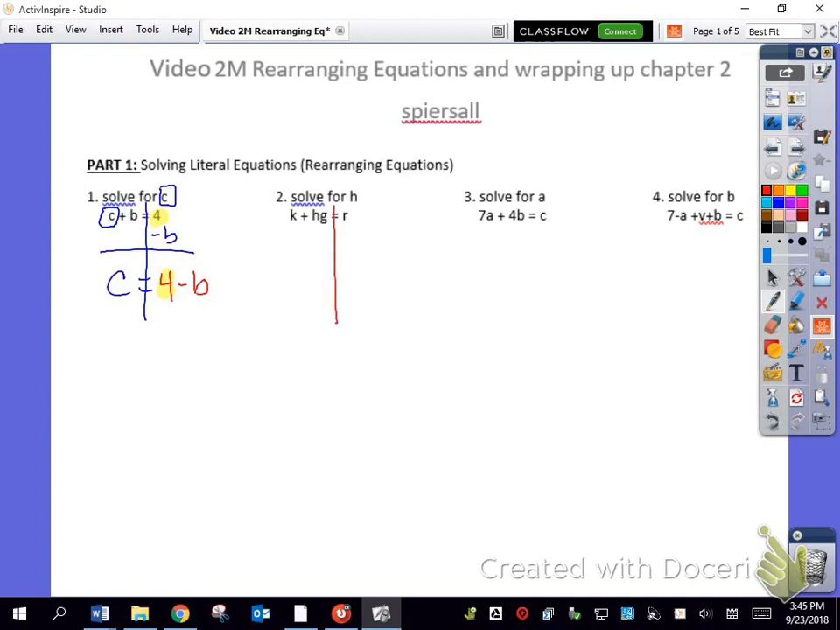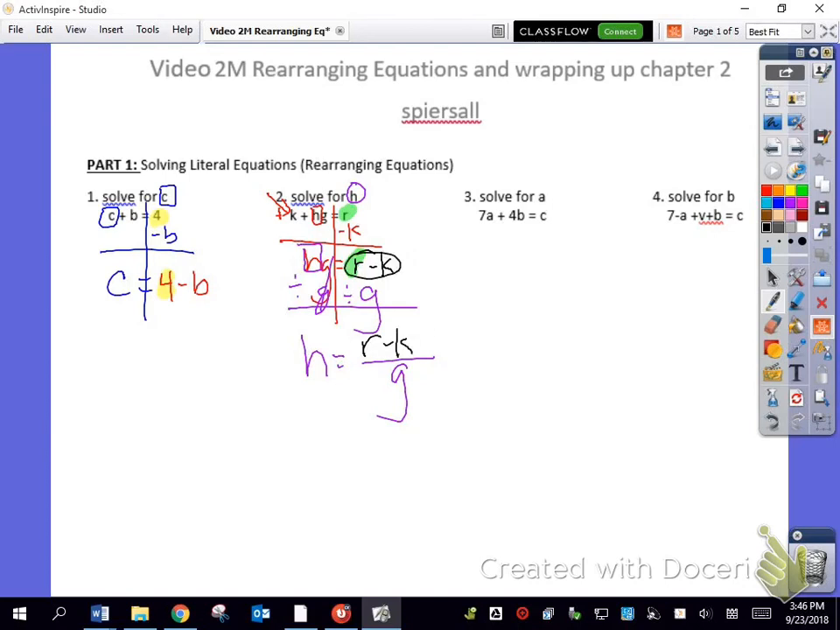Number 2, draw your line, you're solving for H. So you're going to get rid of the K first. The opposite of adding K is to subtract K. So HG equals, and remember to start from the top. Okay, so you're going to say R minus K. And then the opposite, again, you're solving for H. So the opposite of multiplying by H is to divide by G, because H times G. So you're going to divide by G. So H equals, and then put your division sign, put G on the bottom, and then put R minus K on the top. So that whole thing goes on the top.